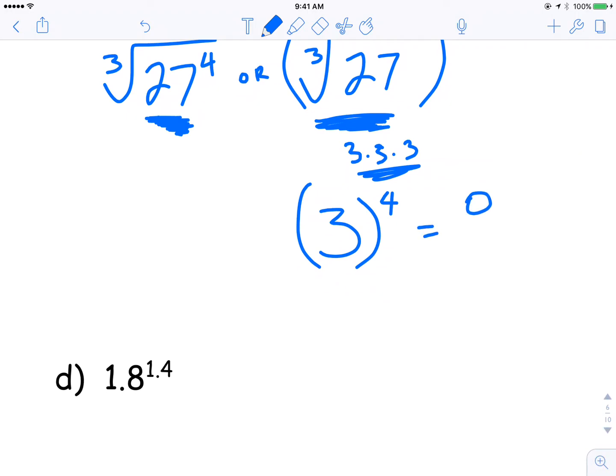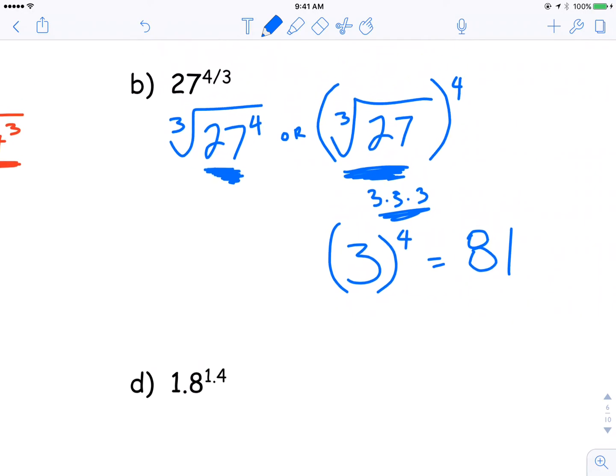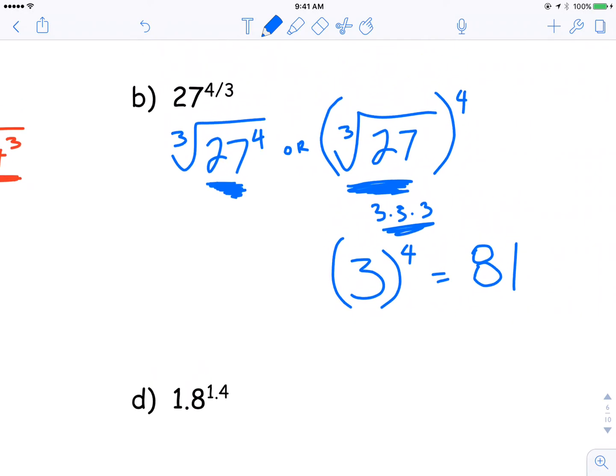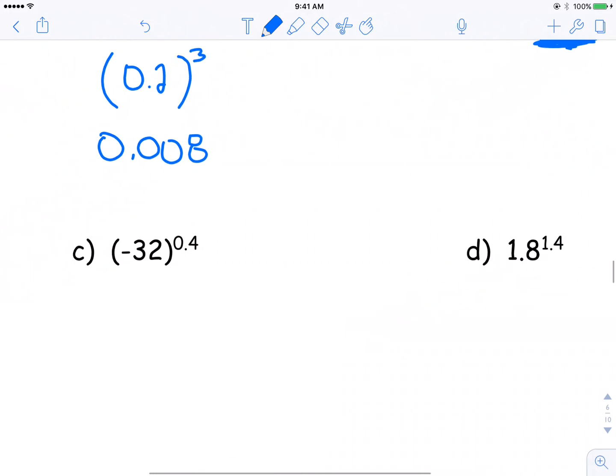Okay, so depending on how you're working with the question, it's going to depend on whether or not you want to expand this first, or simplify the radical first and then expand with the exponent.